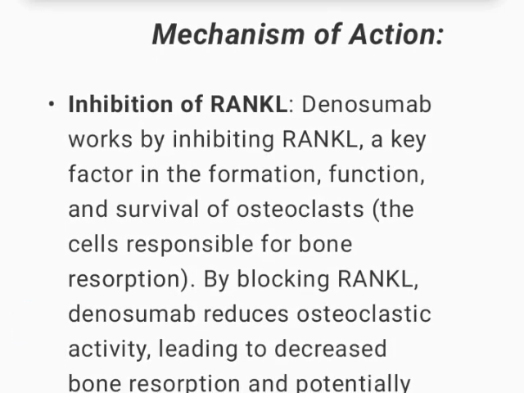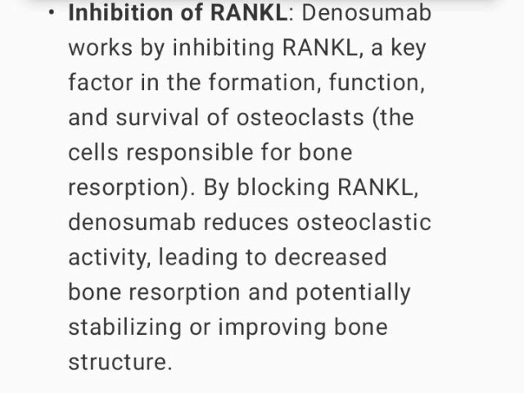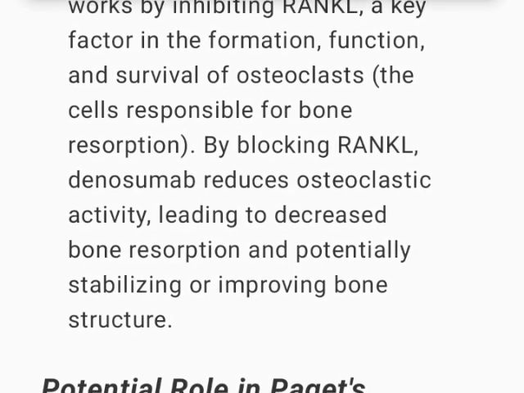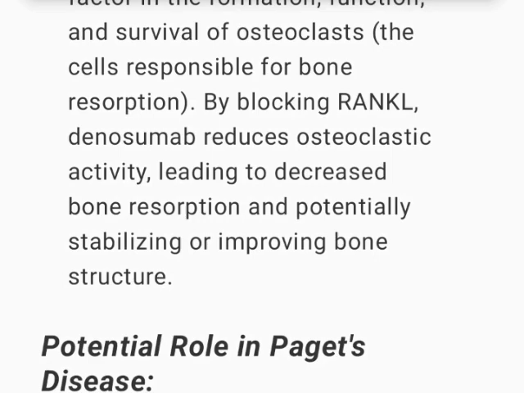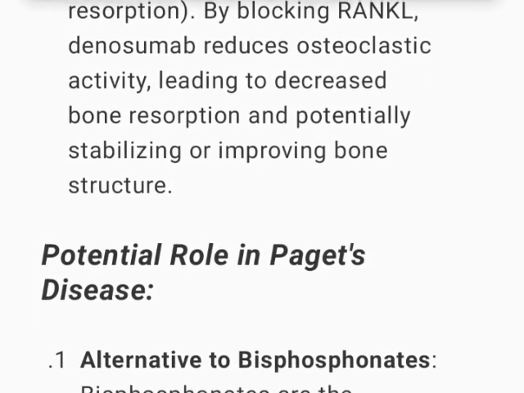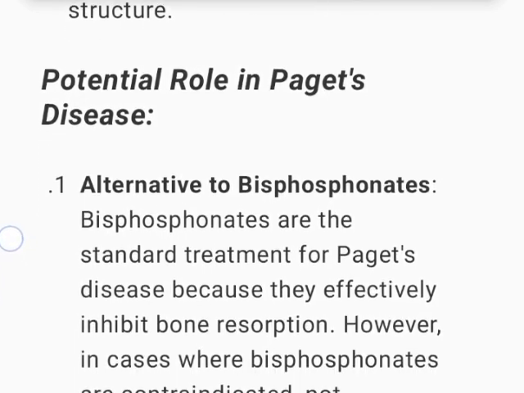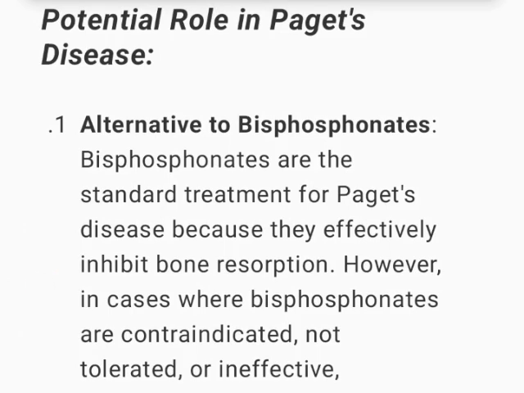Denosumab works by inhibiting RANKL, a key factor in the formation, function, and survival of osteoclasts, the cells responsible for bone resorption. By blocking RANKL, denosumab reduces osteoclastic activity, leading to decreased bone resorption and potentially stabilizing or improving bone structure. Potential role in Paget's disease.